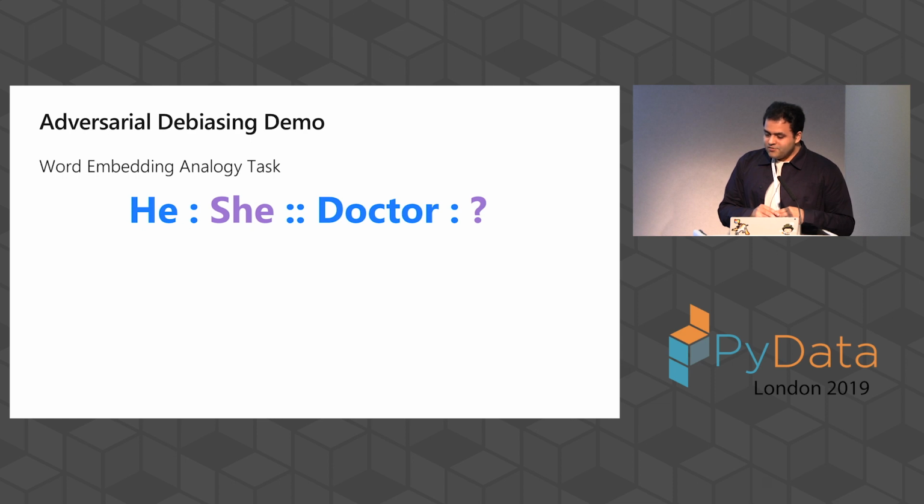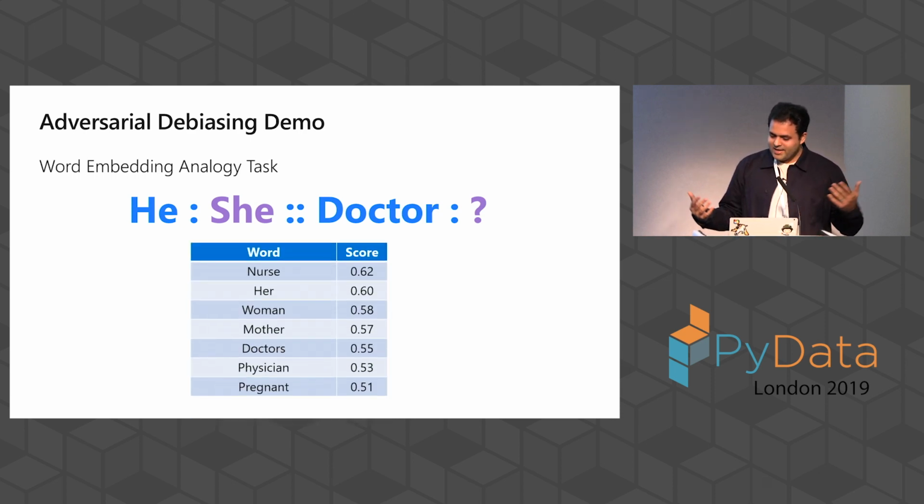And unfortunately, depending on the corpus that you use, if you look at this analogy task, which is he is to she as doctor is to what, you start to see cases where woman, mother, pregnant show up in the top set of words here. And this is clearly showing some kind of implicit bias in the corpus that the model has picked up on. So how do you deal with this? Clearly the task here is to find a profession that is gender neutral, or you want to find a gender neutral answer here.